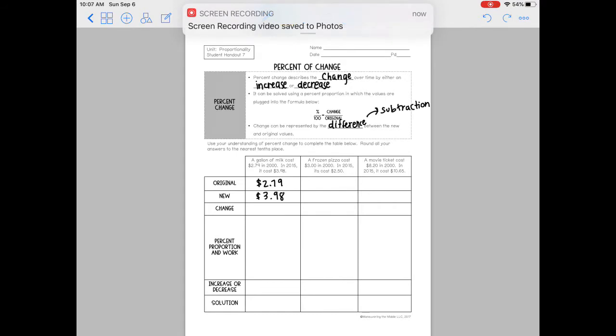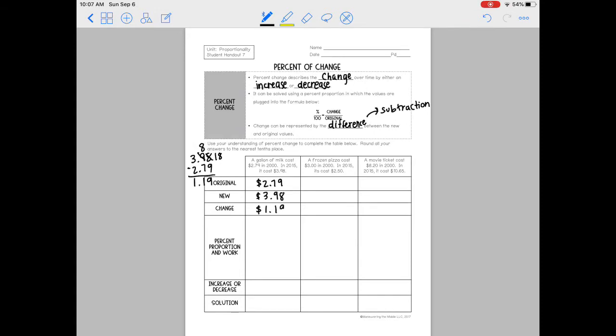If I subtract 279 from 398, well, 9 can't get subtracted from 8, so I borrow from the 9. This becomes 8. The 8 becomes 18. 18 minus 9 is 9. 8 minus 7 is 1. 3 minus 2 is 1. Bring down the decimal. So my change is $1.19.